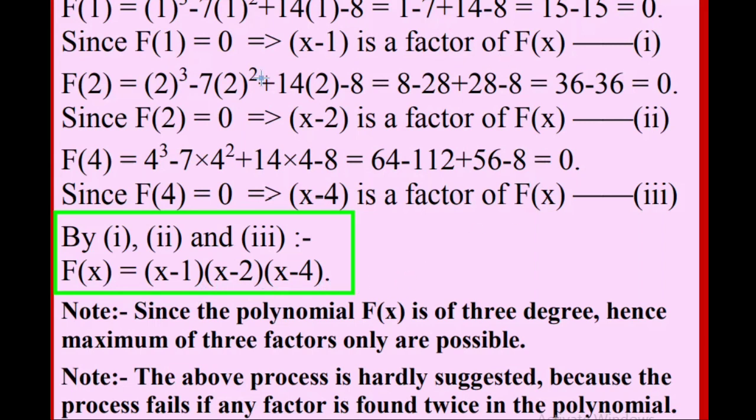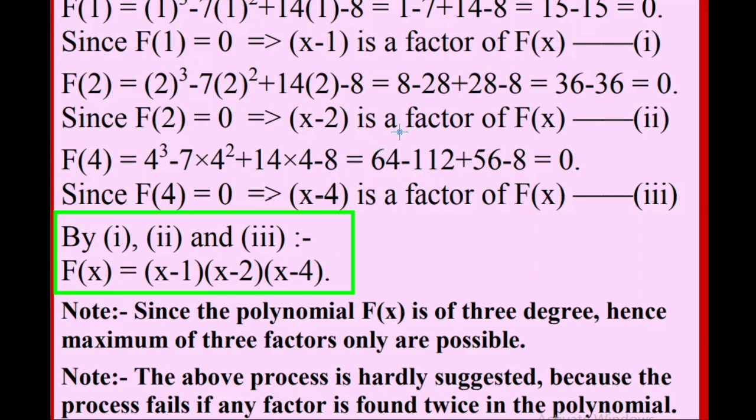The reason behind this is, if three different factors are there and the factors are in simple form, then very easily by trial and error method we can find all three factors. But the problem is, if a factor is in a complex form, suppose instead of x minus 1 the factor is 2x minus 3, then we may fail to guess that if we put the value of x as 3 by 2, then the value of the expression is 0. So that's tough. So this process is hardly suggested.